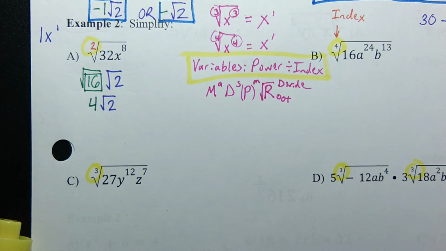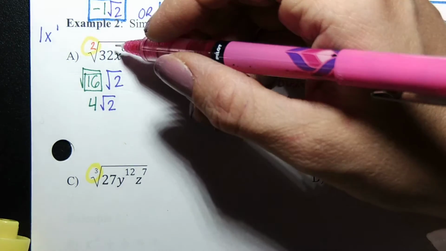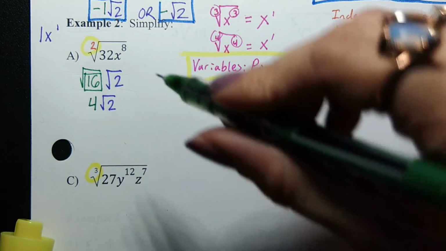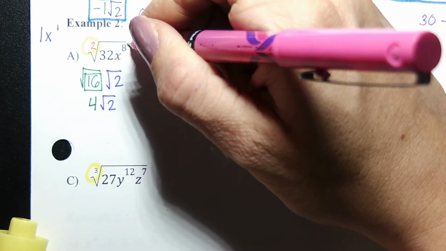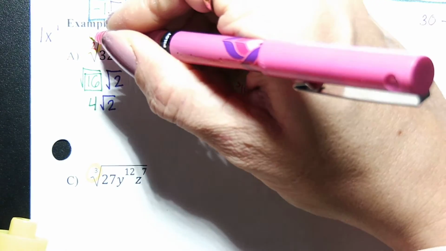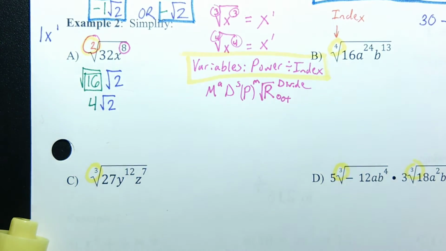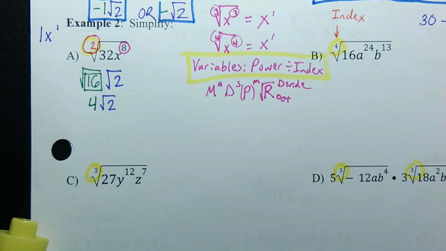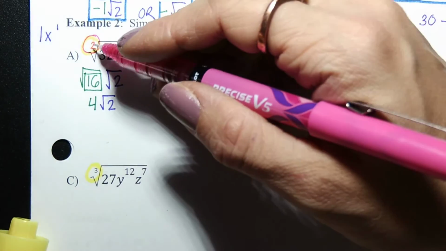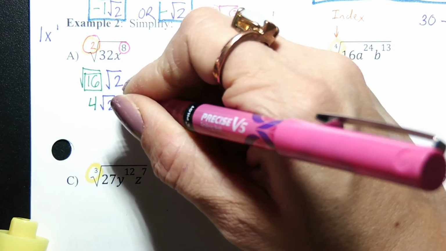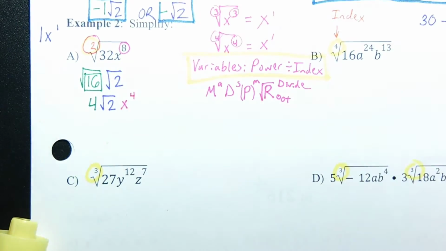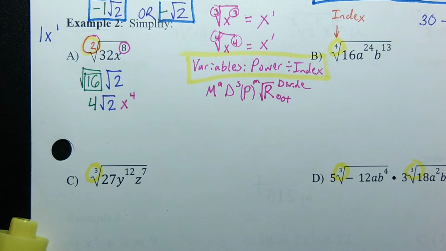Now for the variable, I don't have to break this down into factors because since I am rooting, I can divide the power by the index. When I carry out that operation, my new variable power comes to the outside. So when I take the square root of x to the 8th, or what times what gives me x to the 8th, we would get x to the 4th. And notice that it is on the outside of the radical.